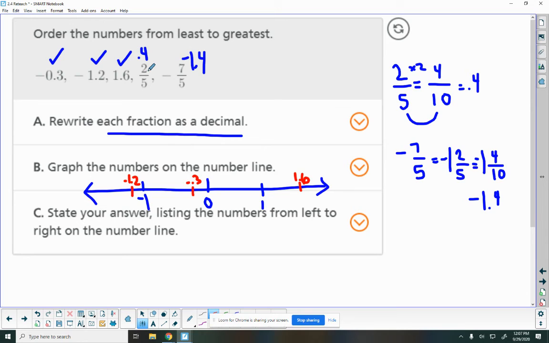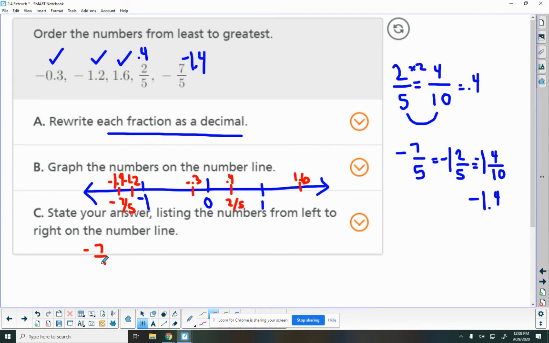Now I have 2/5 or 0.4. 1, 2, 3, 4. So I'm going to put 0.4 there. I'm also going to label that as 2/5 because that was a great idea so we can remember which ones go together. And then we have negative 1 and 1, 2, 3, 4 more units. So -1.4 was negative 7/5.